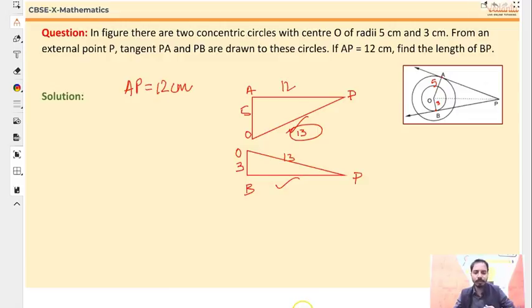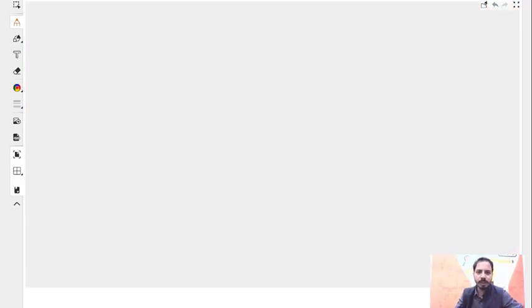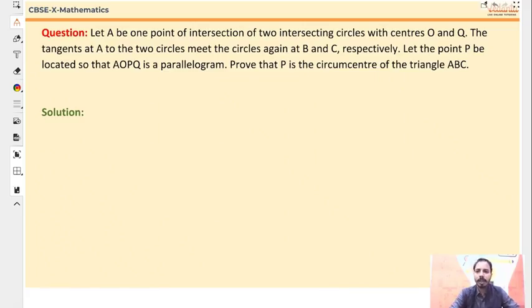Okay, let me see what are the other questions which are kept for you. So okay, this is important, guys. This question says, let a point A be one point of intersection of two intersecting circles. So let me take two intersecting circles.